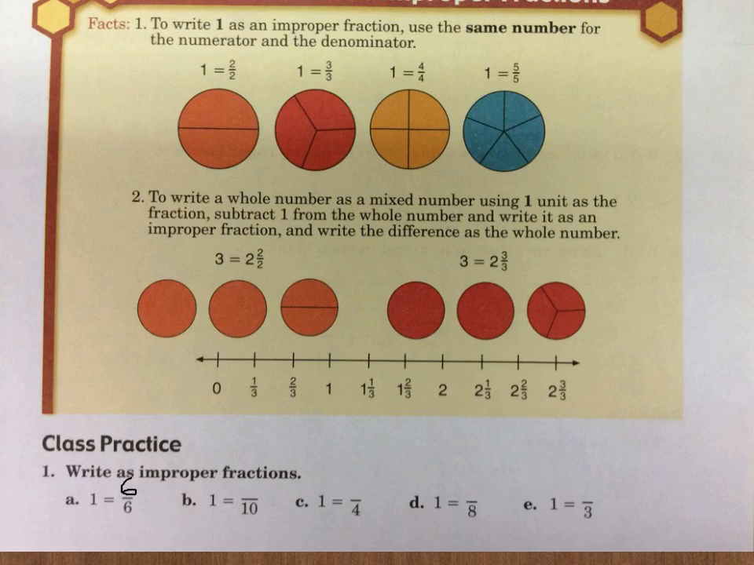B, 1 equals what over 10? It'd have to be 10 over 10. C, 1 equals what over 4? It'd have to be 4 over 4. D, 1 equals what over 8? 8 over 8. E, 1 equals what over 3? 3 over 3. So those are pretty easy. Any number over itself is going to equal 1.